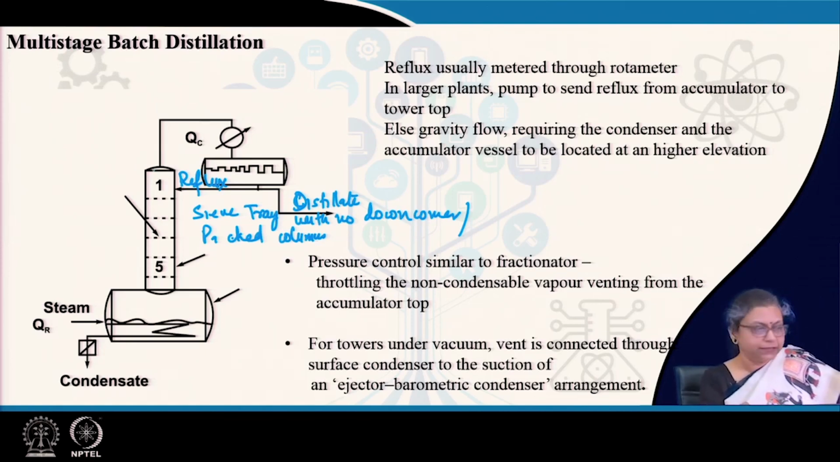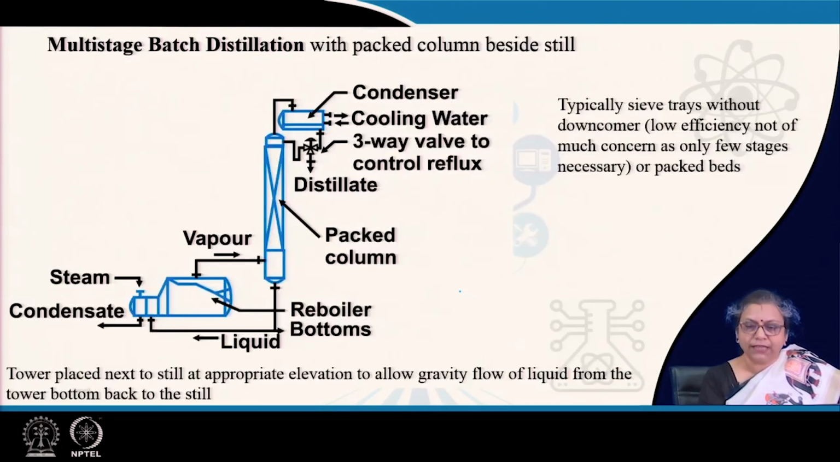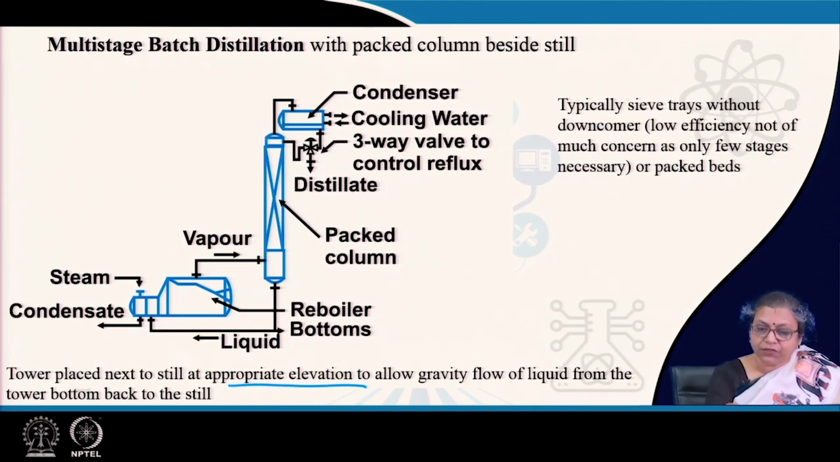So, naturally, what do we find for small units? The column is located just above the still, and for larger systems it is usually located by the side. But when it is located at the side, it is important that it is located at an appropriate elevation, such that when the liquid is falling down from here, it can enter the still by gravity flow. And since it is only a rectification section, it is just the rectification section of a fractionator.